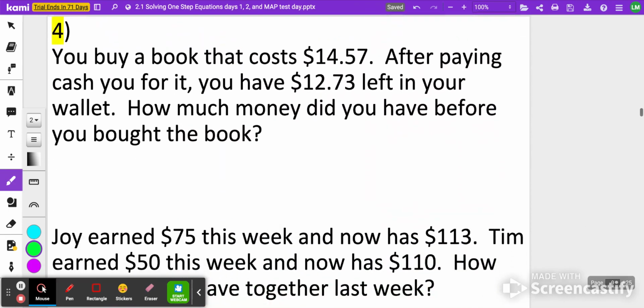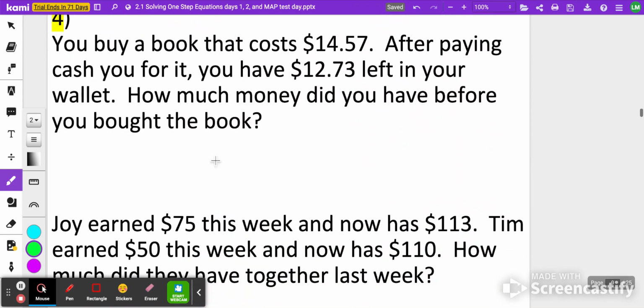Our last examples are 2 word problems. Go ahead and take time now to pause the video, read this and try it, and when you're ready, click play. All right, for number 4, it says you buy a book that costs $14.57. After you pay cash for it, you have $12.73 left in your wallet. How much money did you have before you bought the book?